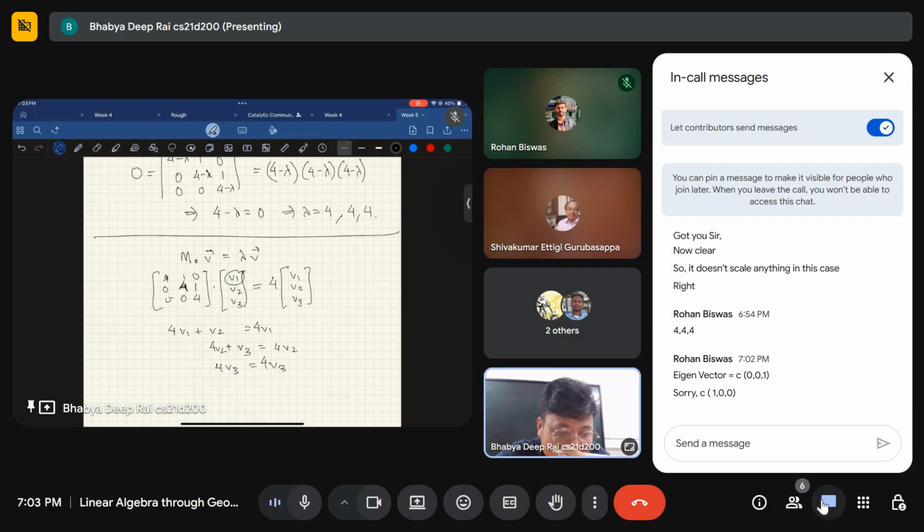There's a message here. Rohan is saying the eigenvector is 0, 0, 1. Sorry, sir, that was a mistake. So I think it will be 1, 0, 0. C times 1, 0, 0, so a scalar times 1, 0, 0. Yeah, right. Good.